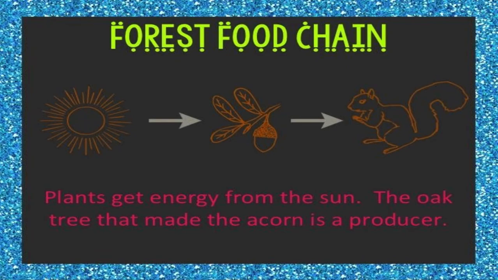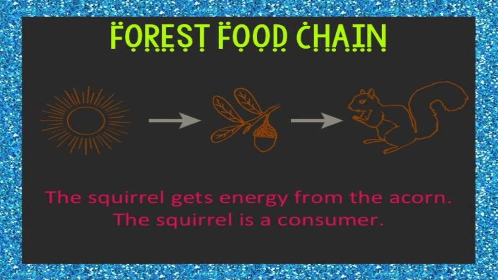Plants get energy from the sun. The oak tree that made the acorn is a producer. This is an oak tree. This is a producer. The squirrel gets energy from the acorn. The squirrel is a consumer. Here's our squirrel. This is a consumer.